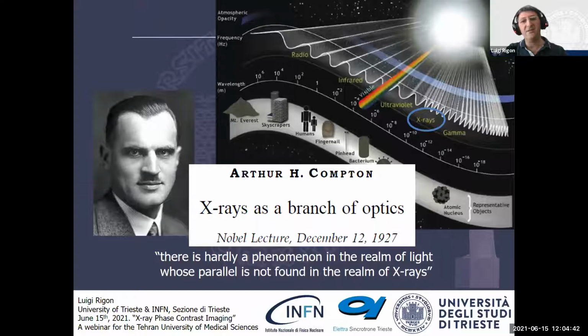On the other hand, we know that X-rays are waves, and this is very well known, but maybe somewhat disregarded. It is the title of the Nobel lecture that Compton gave in 1927: X-rays as a branch of optics. In the speech, Compton says that there is hardly a phenomenon in the realm of light whose parallel is not found in the realm of X-rays.